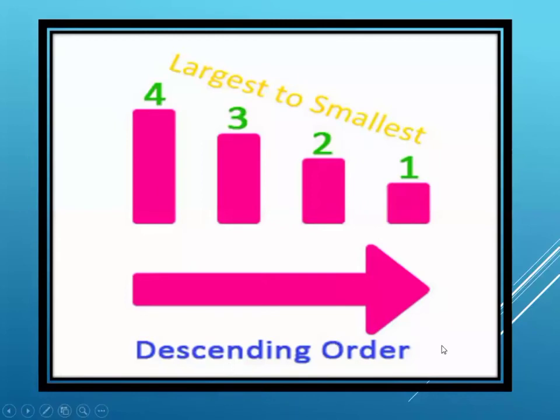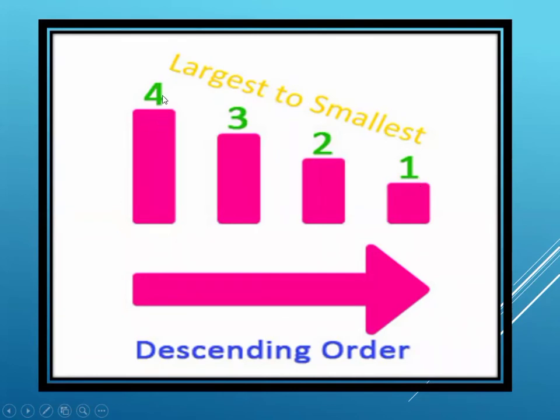Now we learn about the descending order with the help of this example. In descending order, we arrange numbers from largest to smallest. We start with the largest number and end with the smallest number. You can see here these numbers are arranged in descending order. First we write the largest number. So the largest number is 4. Then we move to the smaller numbers. After 4 we write here 3, then 2 and then 1. So these numbers are arranged in descending order.